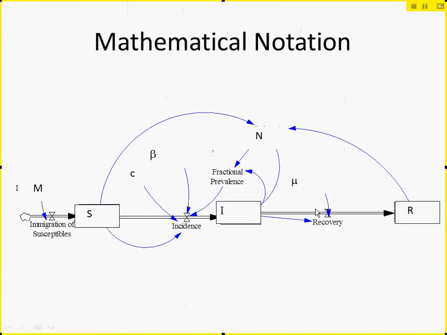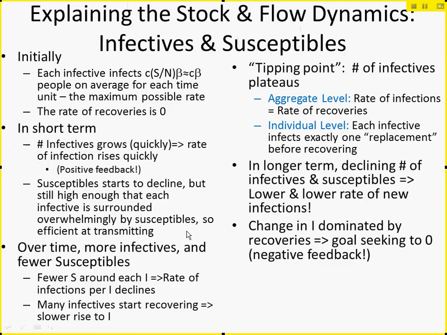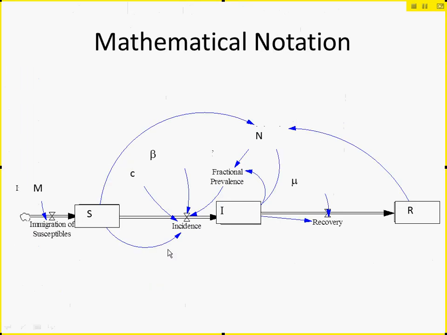So I's rising. Why is it rising from a stock and flow perspective? If I's rising, what does it mean? Yeah, incidence is greater than recovery. The inflow is greater than the outflow. So there's more people coming in here than are going out, but this is starting to get less fast than it was before, because there's fewer and fewer people around who are susceptible. So this inflow is declining, this outflow is increasing, and so I isn't rising as quickly.